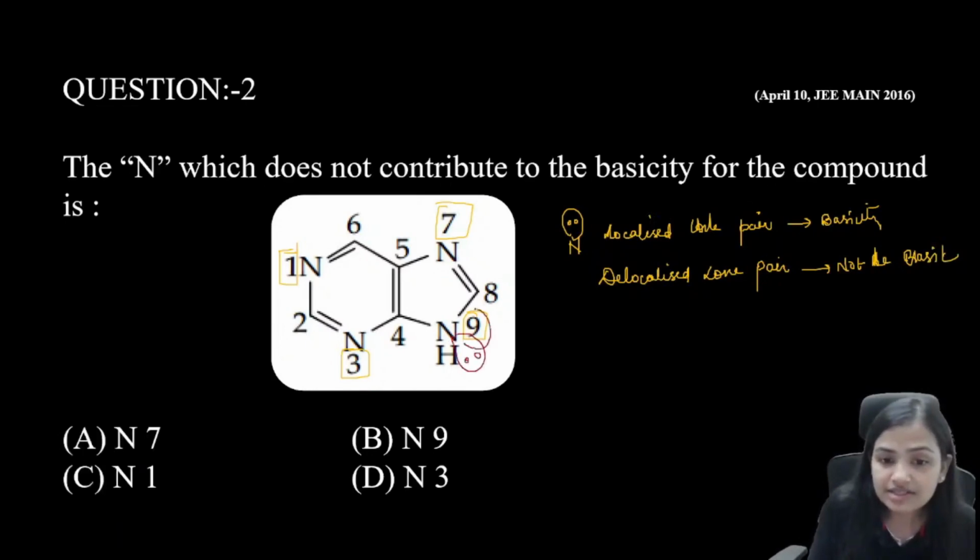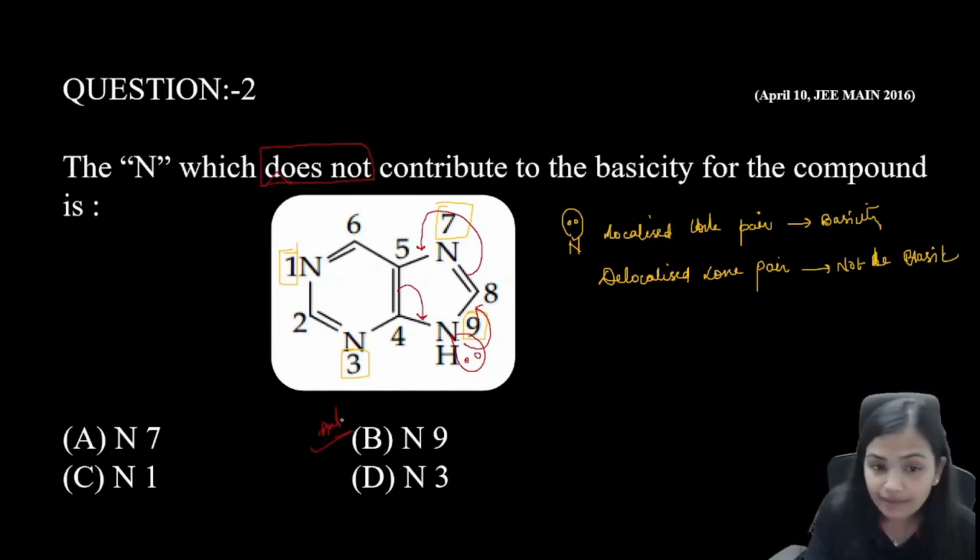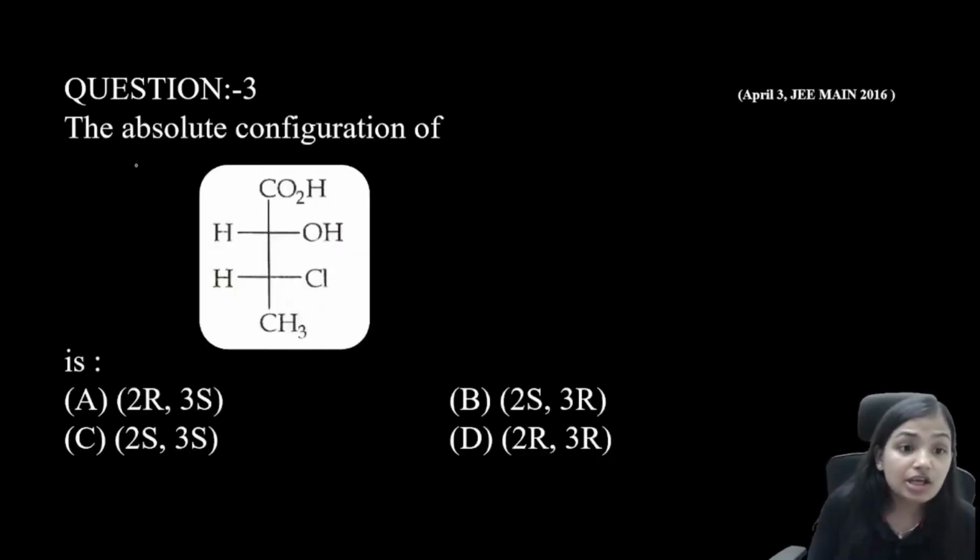So here we can see that this lone pair is undergoing delocalization. So ultimately this nitrogen is not basic. The question is asking which does not contribute to the basicity. The answer is option number B. Is it clear? Another question: the absolute configuration of this molecule.